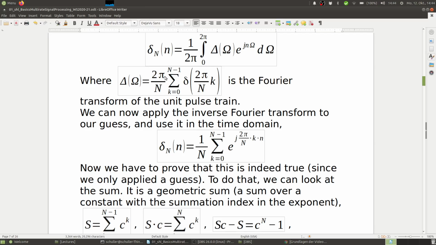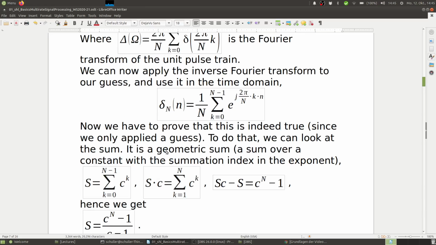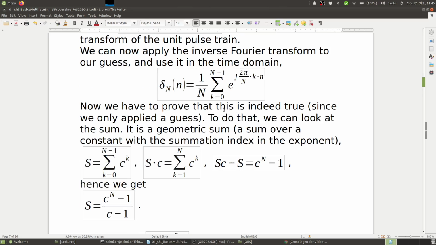Yeah, and then we have this factor here, which then comes in front of the sum, so the 2 pi cancels here, and what's left is this 1 over n. So basically this is the result that we get after plugging this unit pulse train in the spectral domain, here in this inverse Fourier transform. And this is what we get as the result. So this equality sign is still questionable, right? We still have to find out if this is really the case. So we have to prove that this is indeed true, since we only applied a guess.